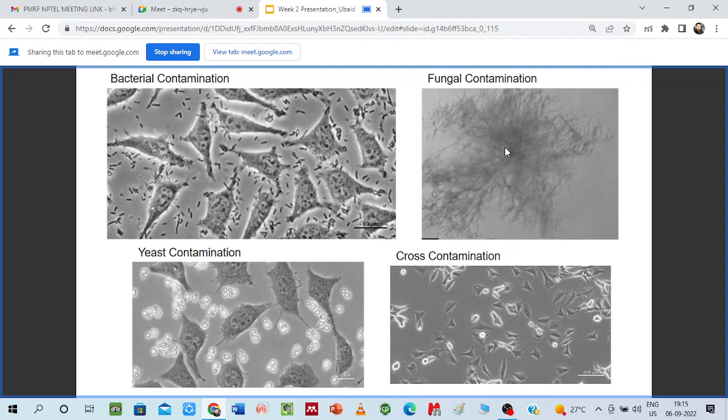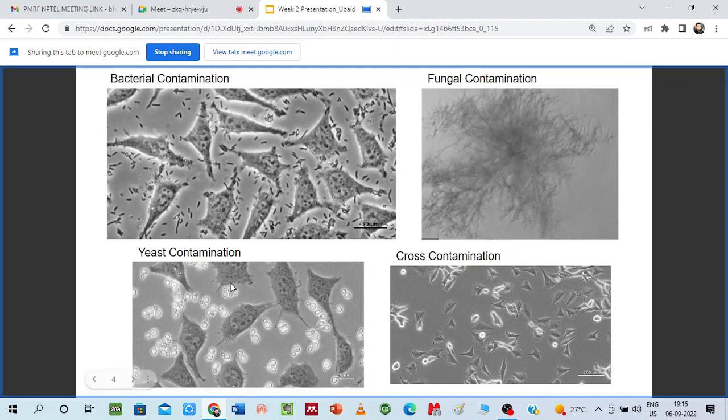Another type of contamination is fungal contamination, in which fungus grows in the cell culture media. In the microscope, when you see the cells, you see a mesh-type structure. This mesh-type structure is a fungus. There is a fungal contamination in your cell culture plates.